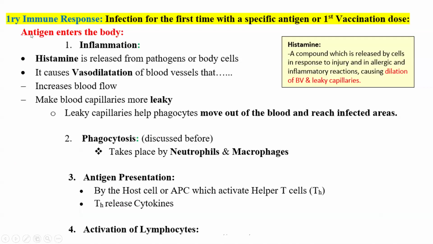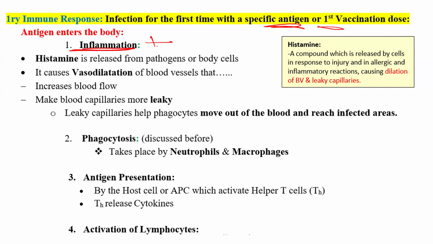Okay, so infections for the first time. Primary immune response means what? Infection for the first time with any antigen, with any disease, or you took a primary or an initial vaccination dose. And this is going to happen if any foreign antigen enters the body. Okay, the first thing that will happen is that the antigen will enter the body and the body is going to inflame. There will be inflammation, an increase in the blood flow. So you will start with the inflammation.